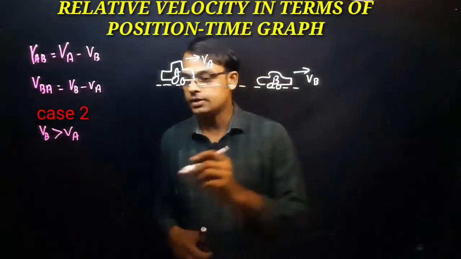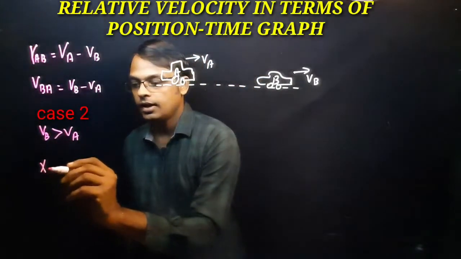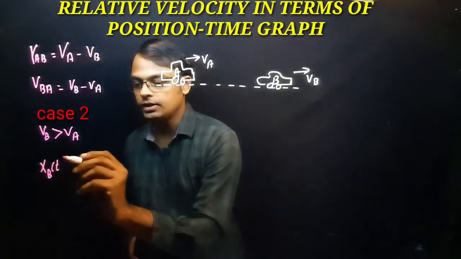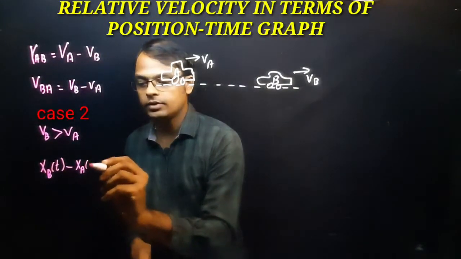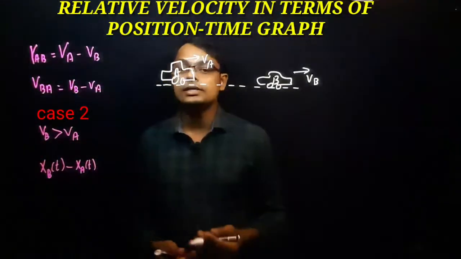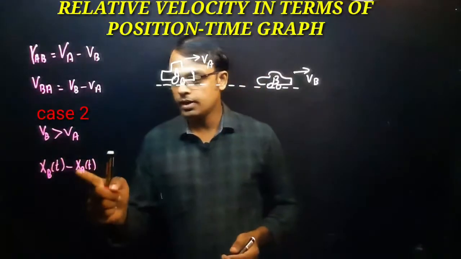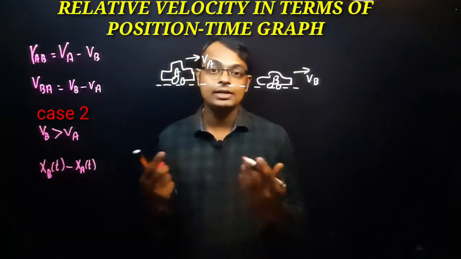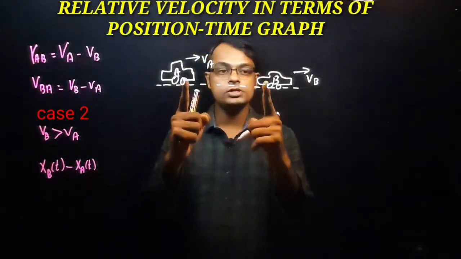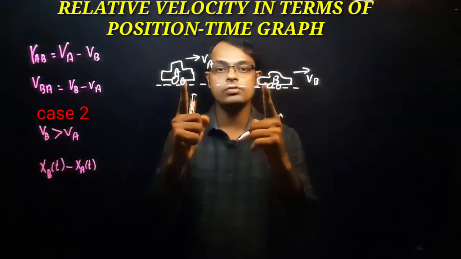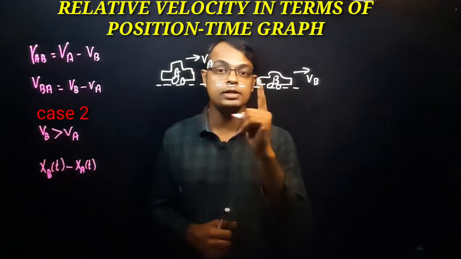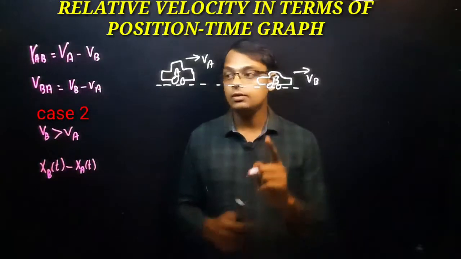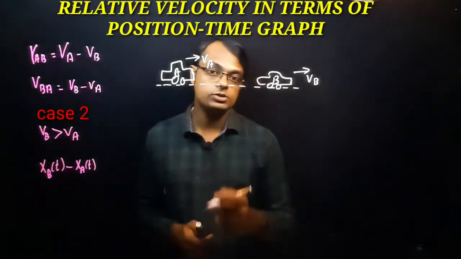So what can we write here? We can write XB of t minus XA of t increases. That means the relative separation between these two objects will increase by an amount VB minus VA in each second.